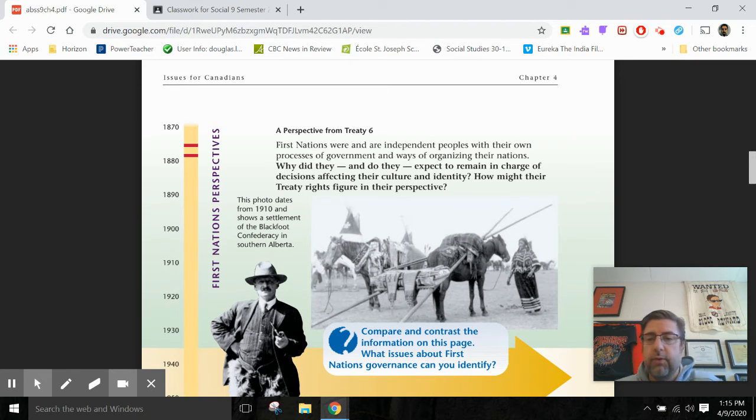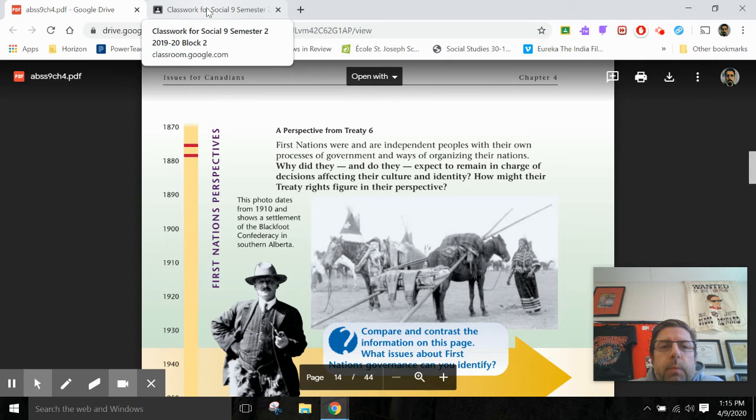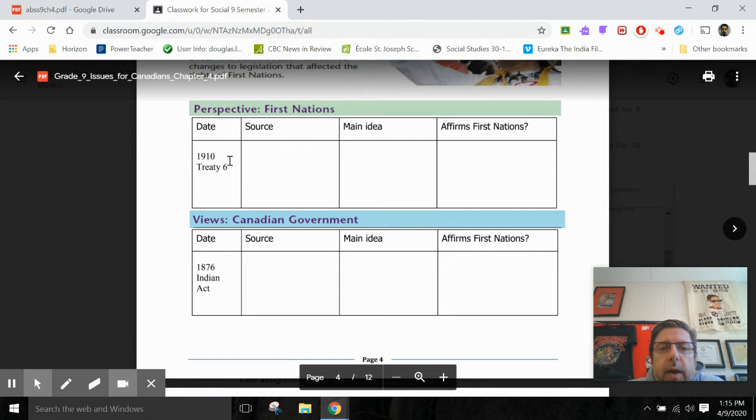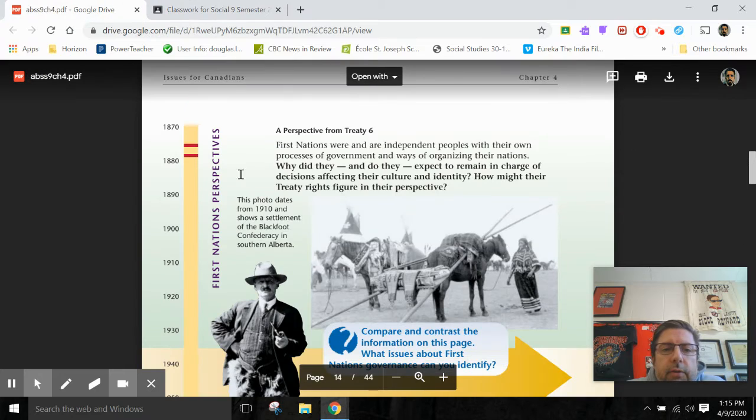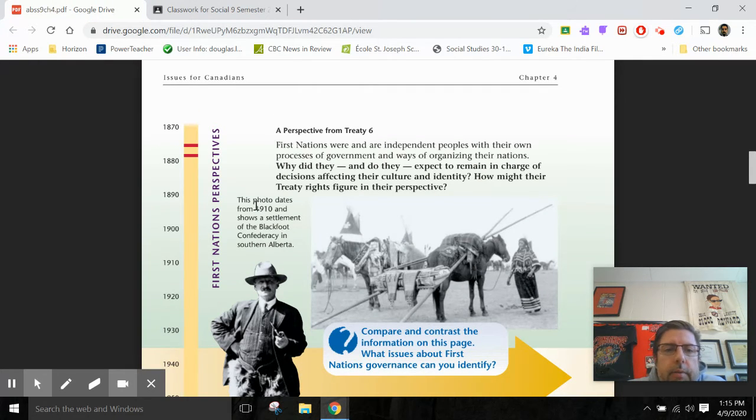Is the source a person? That's up to you to decide from looking at that section. All right, so once again, you write in 1910 Treaty 6. You look through the information. The only source that really comes up here would be the photograph from 1910.